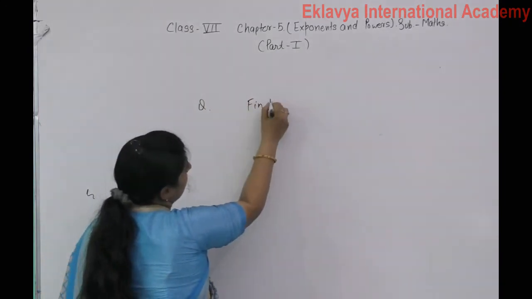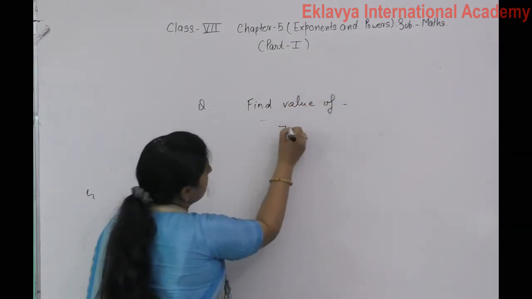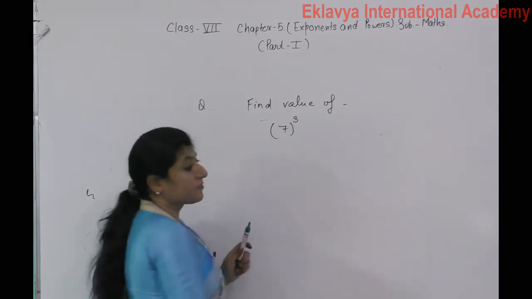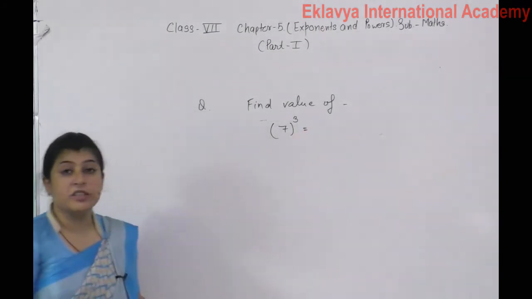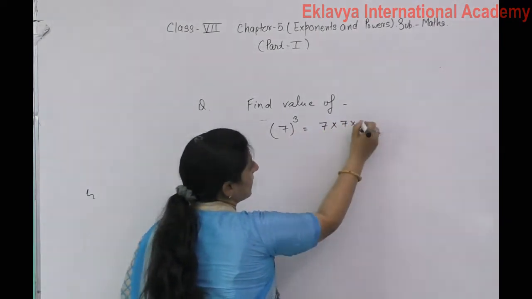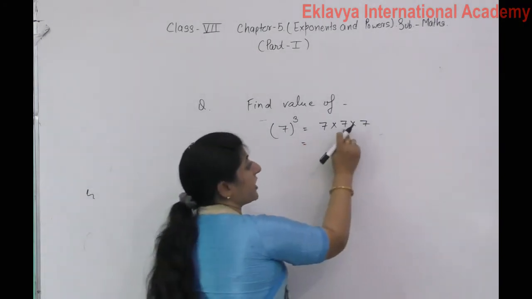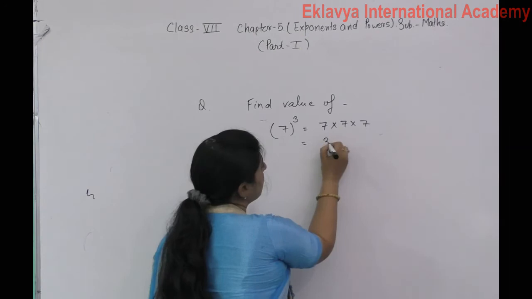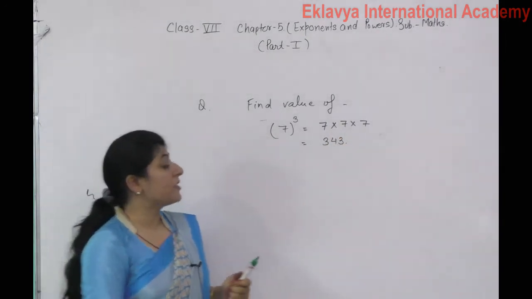Find the value of, suppose it is given to you, 7 power 3. Now change it into the standard form: 7 multiplied by 7 multiplied by 7. Do the multiplication. 7 sevens are 49, 49 sevens are 343. This is how we will solve this type.